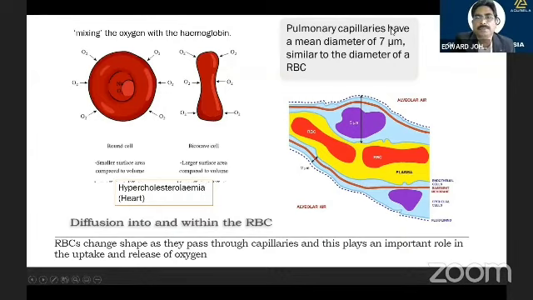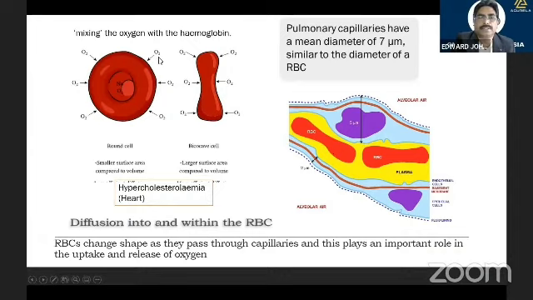So you remember the pulmonary capillaries have a mean diameter of 7 micrometer. It is similar to the diameter of the RBC. So when the RBC has to pass through the capillary, it has to squeeze through the capillary like this. What is the advantage of squeezing of the RBC in the capillaries? It is three things. One, it comes nearer to the endothelium, that is the capillary endothelium. And second is this, due to the change in the configuration, the area of contact is more.